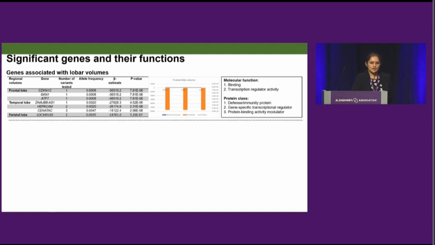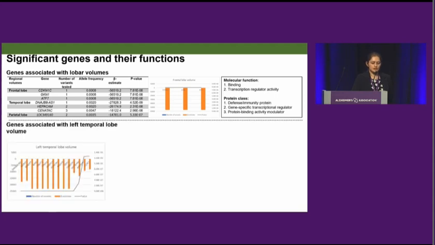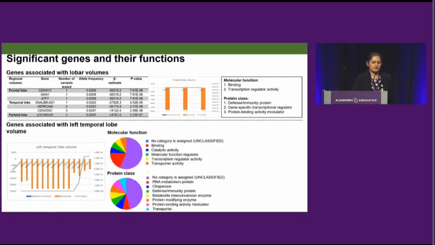For the regions which had multiple hits, I take the example of the left temporal lobe volume, which had several genes which were significant. Collectively, if you see, their molecular function is also binding, regulation, transcription, or transporter activity.